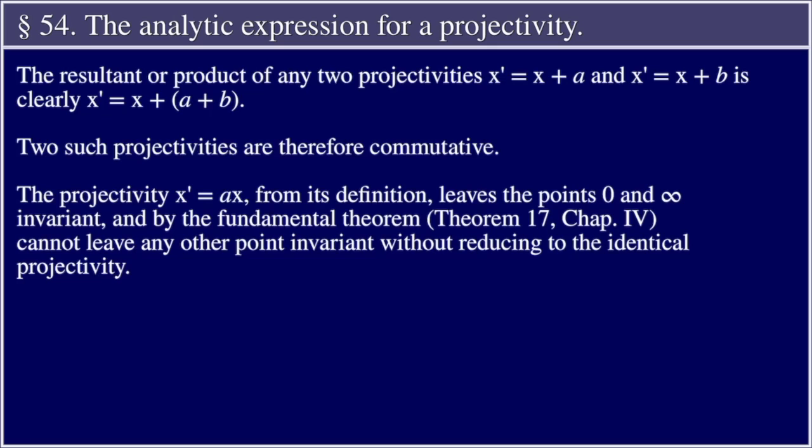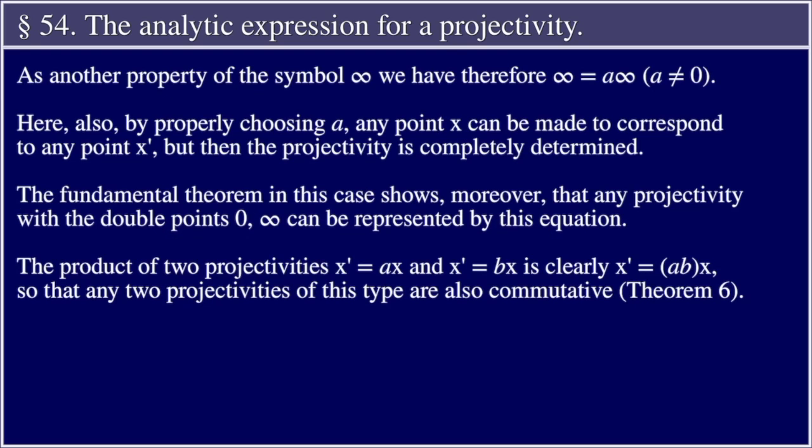The projectivity x prime equal to ax, from its definition, leaves the points 0 and infinity invariant, and by the fundamental theorem, Theorem 17 of Chapter 4, cannot leave any other point invariant without reducing to the identical projectivity. As another property of the symbol infinity, we have, therefore, infinity equal to a times infinity, where a is not equal to 0. Here, also, by properly choosing a, any point x can be made to correspond to any point x prime, but then the projectivity is completely determined.